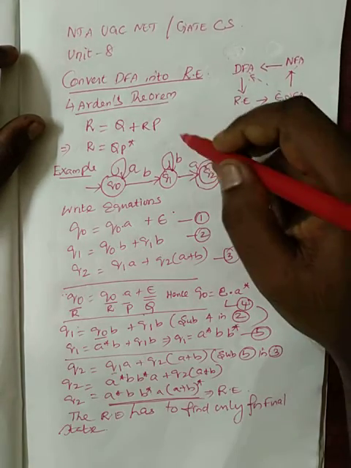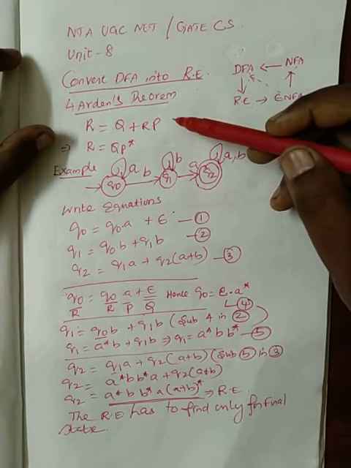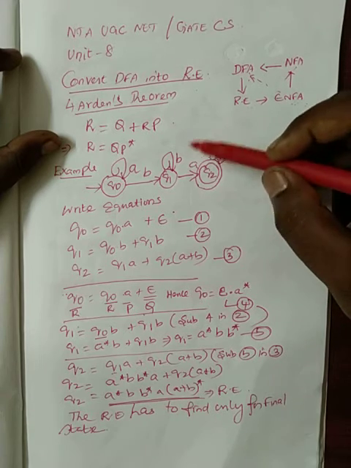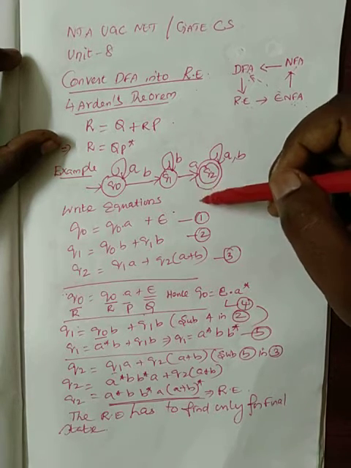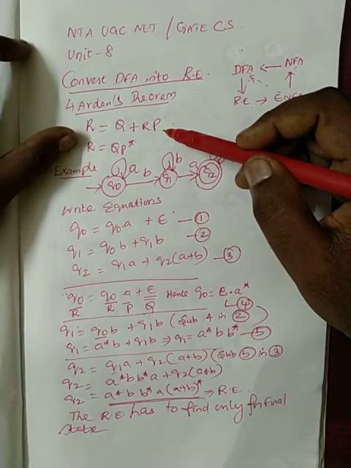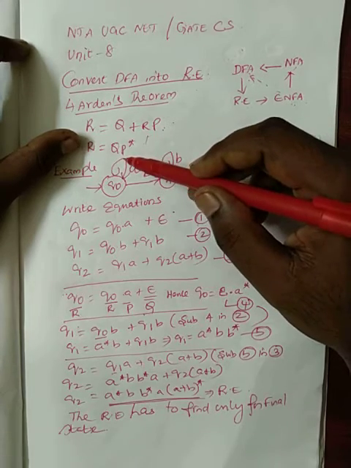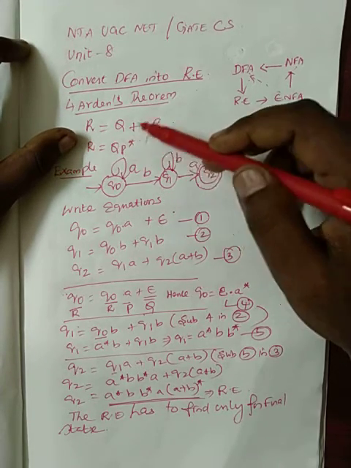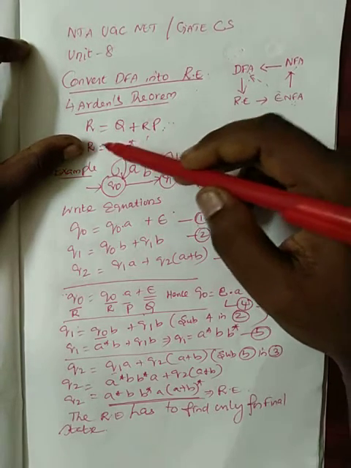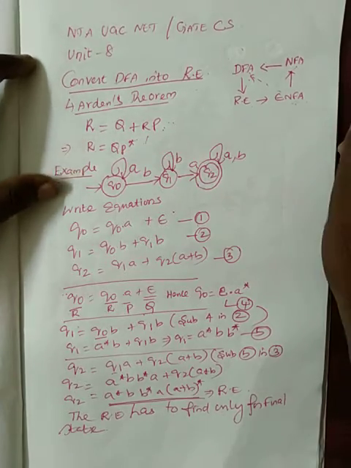Now to convert a DFA into a regular expression, we need to use a very simple theorem called Arden's theorem. If you take any DFA, from this we can write down equations. If an equation is represented like this, R equal to Q plus RP, then we can convert it into this format: R equal to Q into P star. That is the concept.